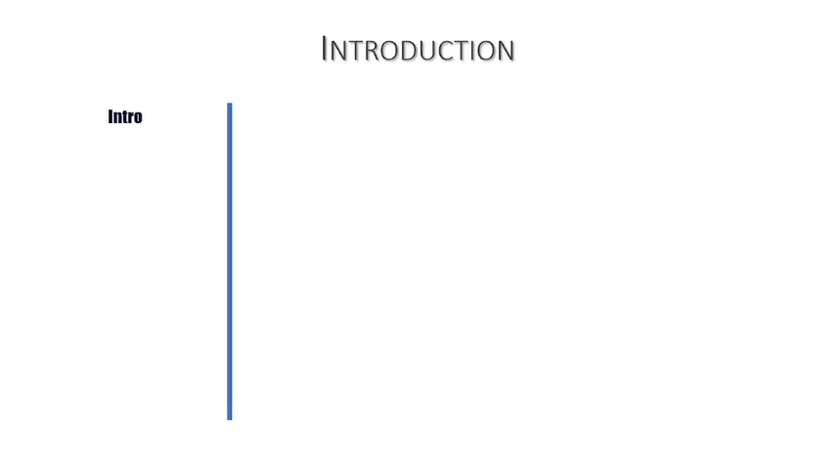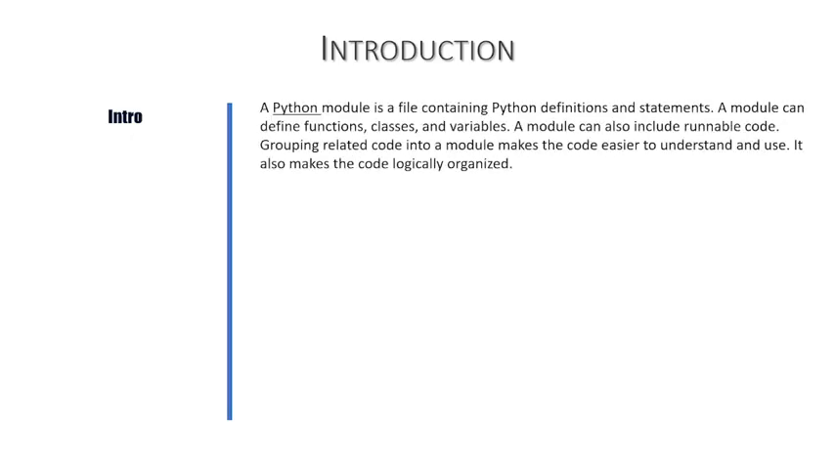So if I talk about the introduction, a Python module is a file containing Python definitions and statements. A module can define functions, classes and variables. A module can also include runnable code. Grouping related code into a module makes the code easier to understand and use. It also keeps the code logically organized. That means it is a bundle of Python definitions and statements, which includes functions, classes, and variables.